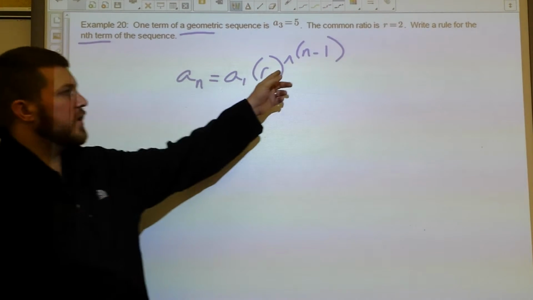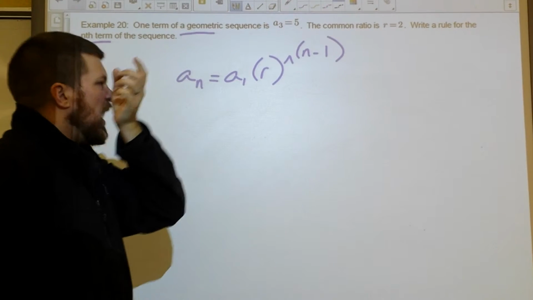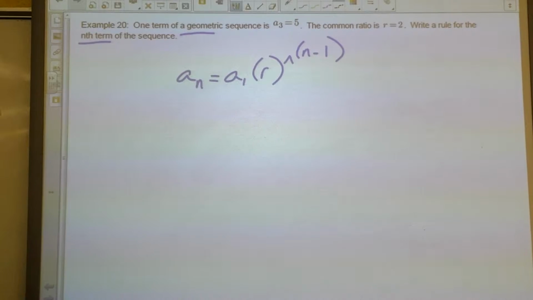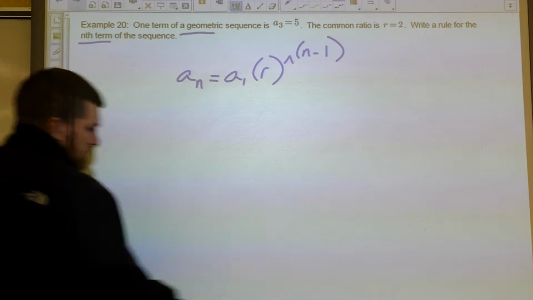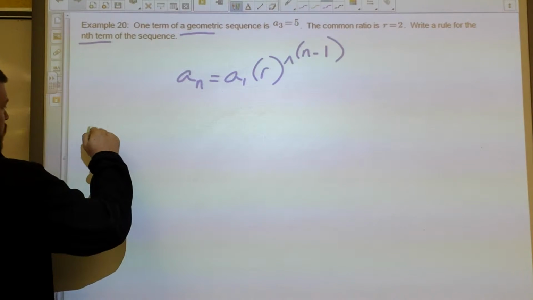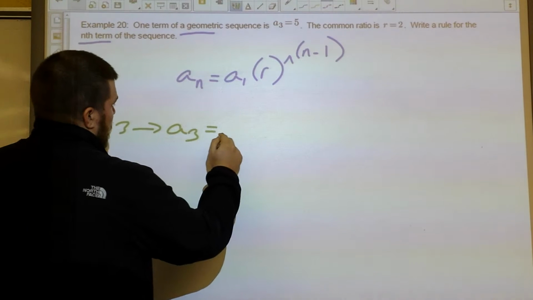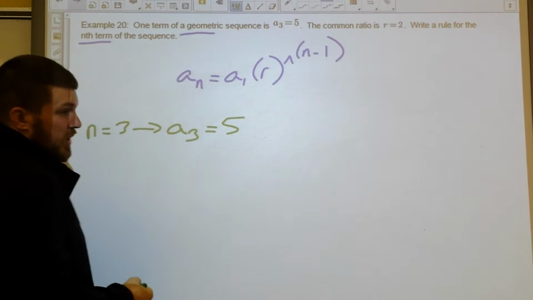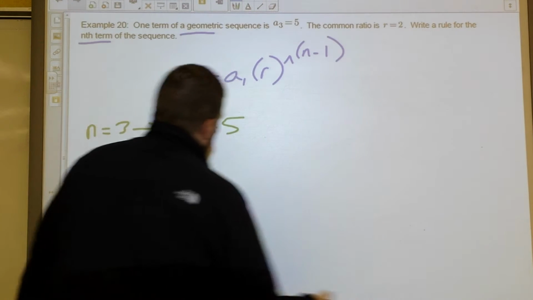Again, that power is up in there, so I like to use the power key. Also put your power in parentheses since there's more than one thing there. Now, we know that when n is 3, a sub 3 is 5. Okay, so that's what we know. We were given that in the problem. So what I want to do is use that information and plug in.